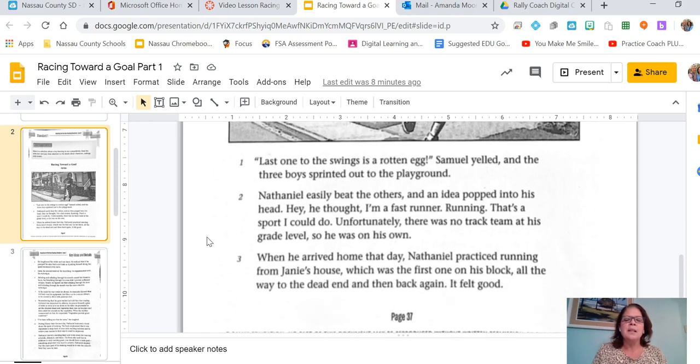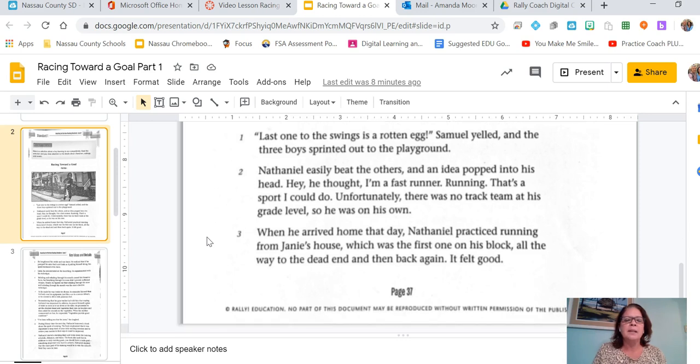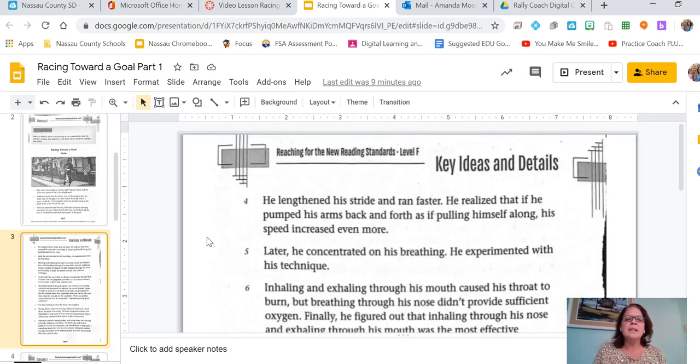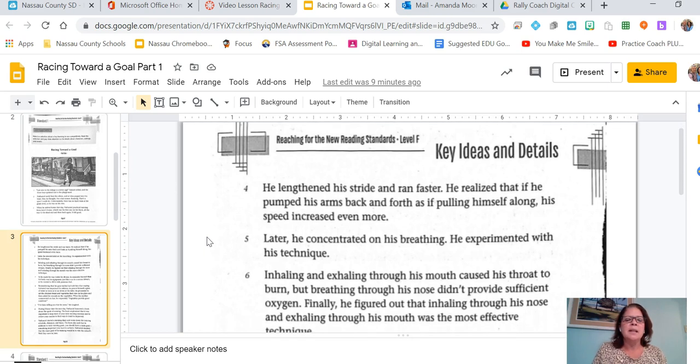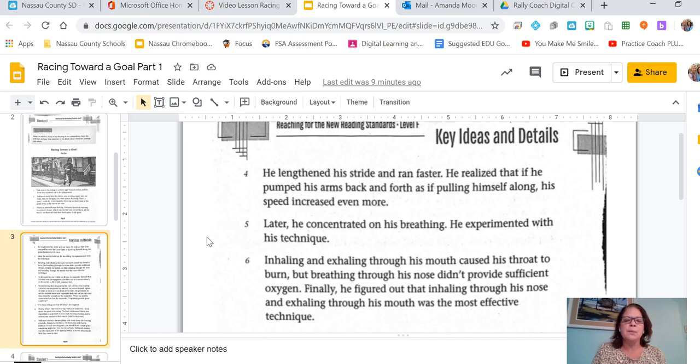When he arrived home that day, Nathaniel practiced running from Jamie's house, which was the first one on his block, all the way to the dead end, and then back again. It felt good. He lengthened his stride and ran faster. He realized that if he pumped his arms back and forth as if pulling himself along, his speed increased even more. Later, he concentrated on his breathing. He experimented with his technique. Inhaling and exhaling through his mouth caused his throat to burn, but breathing through his nose didn't provide sufficient oxygen. Finally, he figured out that inhaling through his nose and exhaling through his mouth was the most effective technique.